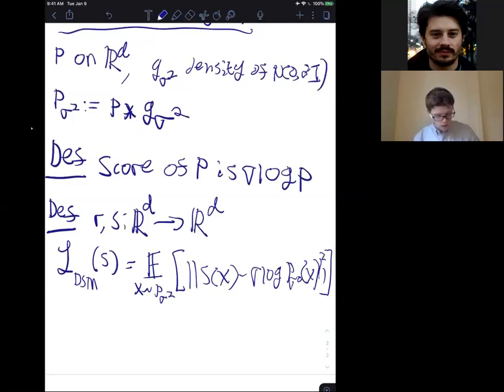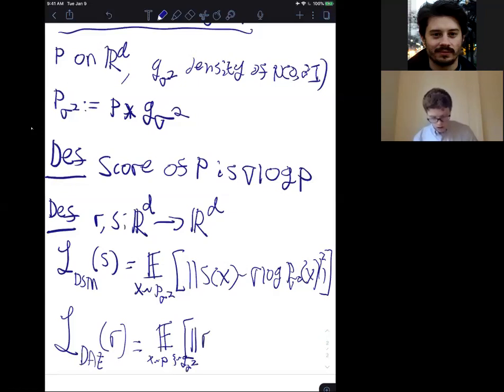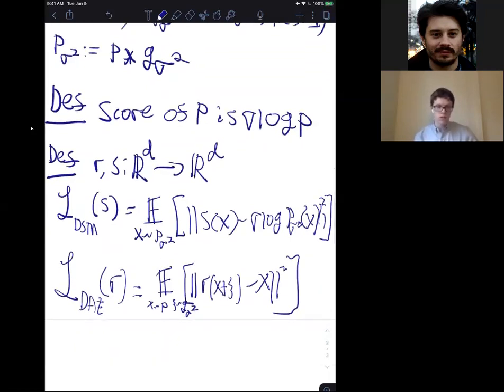And then we're going to define the denoising autoencoder loss as E of X according to P now, and C according to G sigma squared of R of X plus C minus X squared. So what's going on here? The first one seems pretty straightforward.